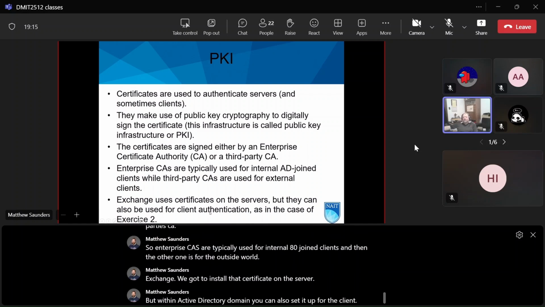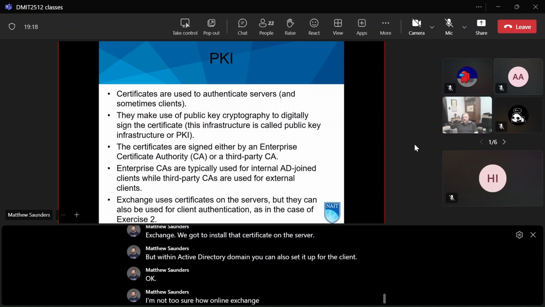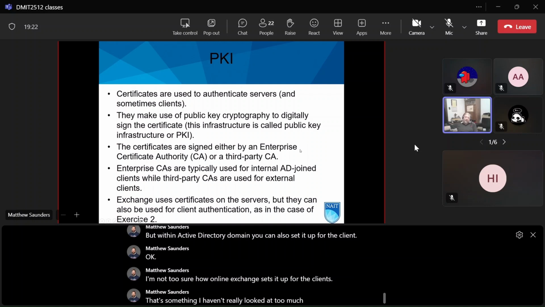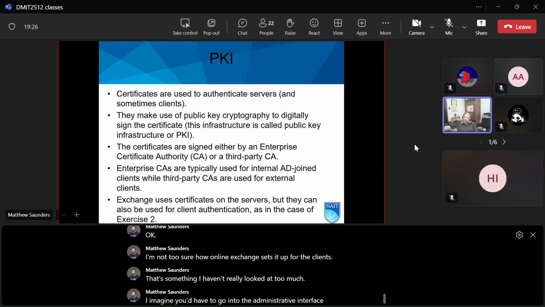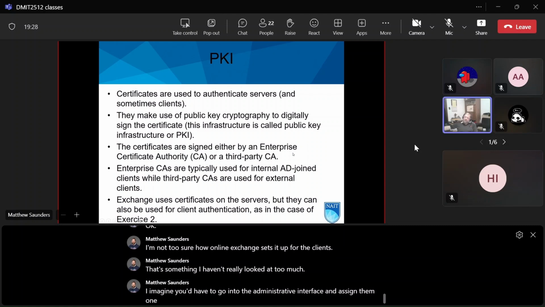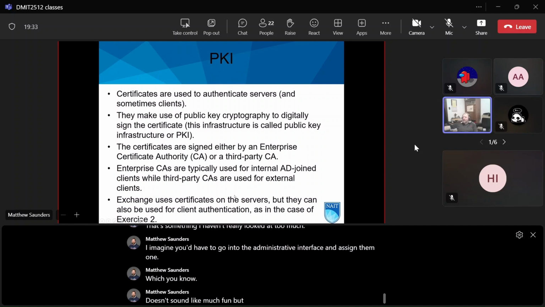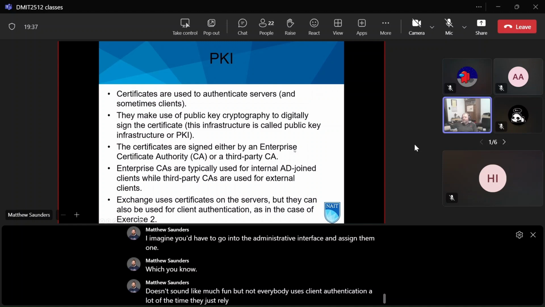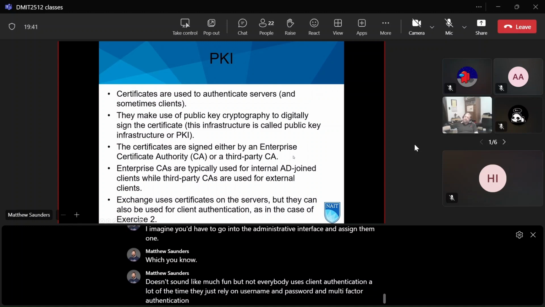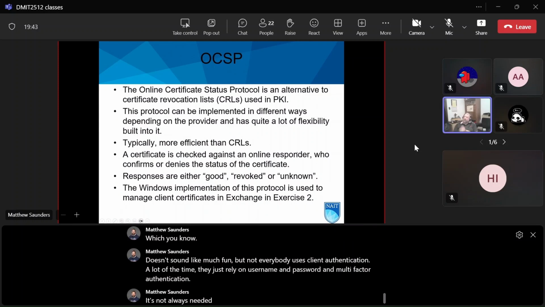Okay. I'm not too sure how Online Exchange sets it up for the clients. That's something I haven't really looked at too much. I imagine you'd have to go into the administrative interface and assign them one, which doesn't sound like much fun. But not everybody uses client authentication. A lot of the time, they just rely on username and password and multi-factor authentication. So it's not always needed.